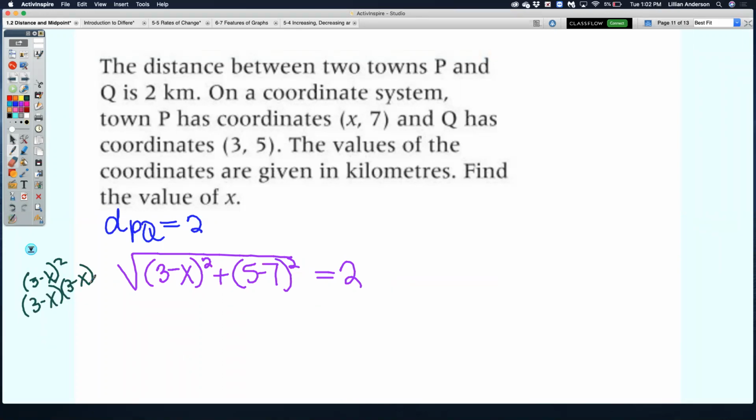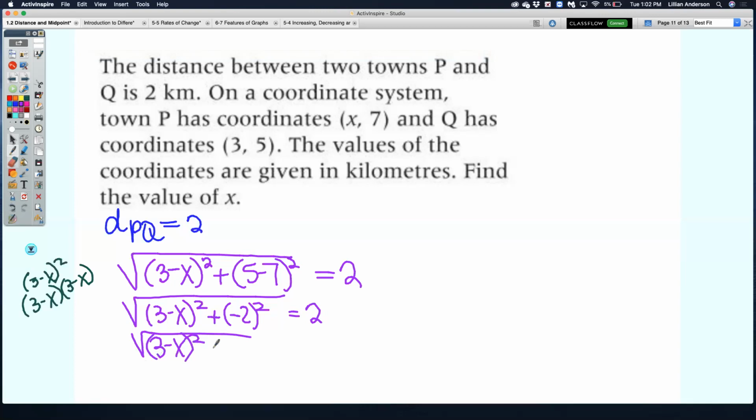How'd you start off? I combined them. I got negative 3x squared plus negative 2 in the second power. Oh, you can't combine like that, okay? So I know negative 2 squared is 4. So right now I have the square root of 3 minus x squared plus 4 is equal to 2.